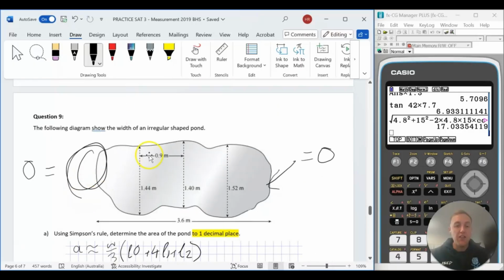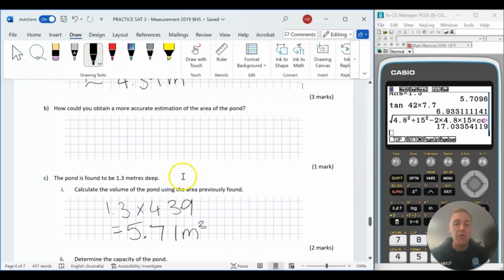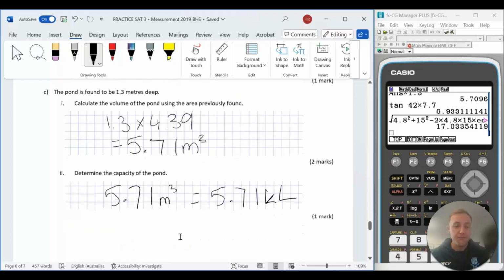Now, we've got to imagine that this is just going to be straight down. It's going to be like a pool, all right? It will have a uniform cross-section going down throughout it. So we know the total area of that, and we times it by our depth, which is 1.3. That gives us 5.71 meters cubed.